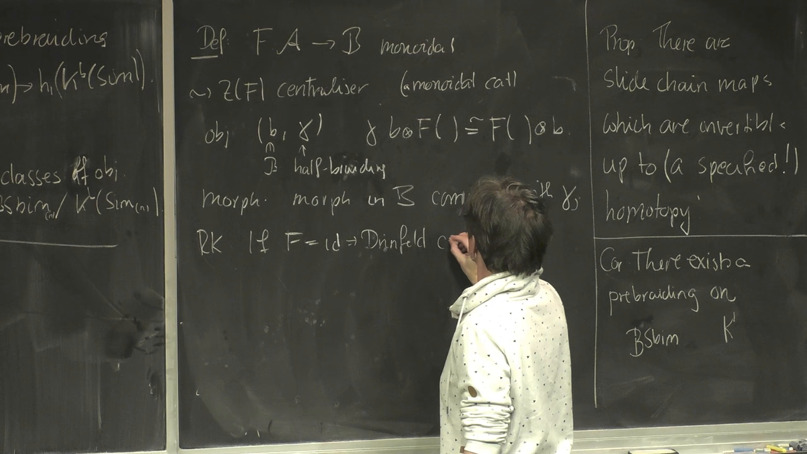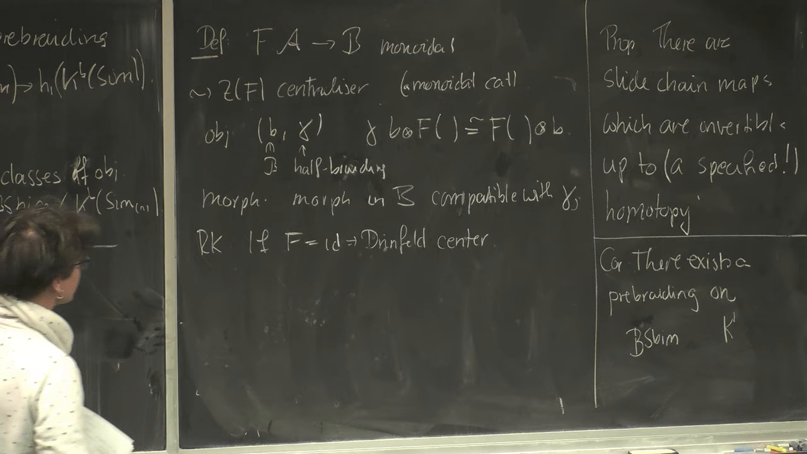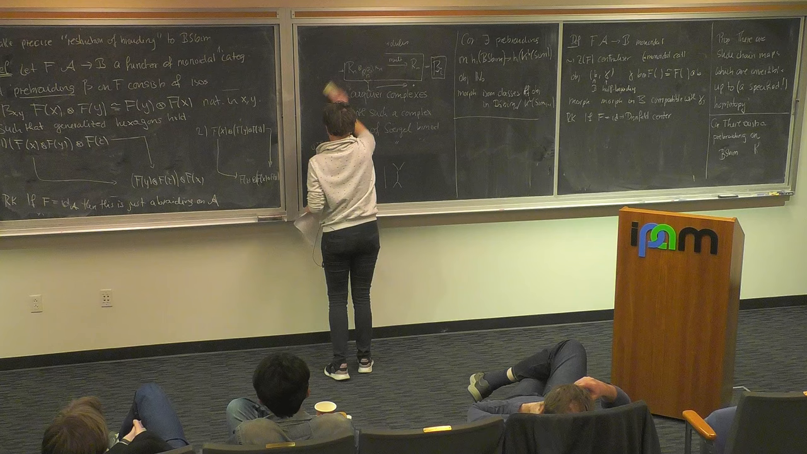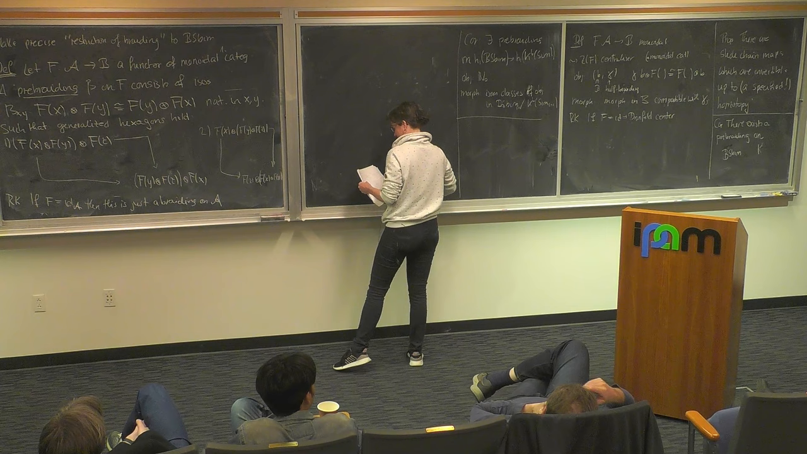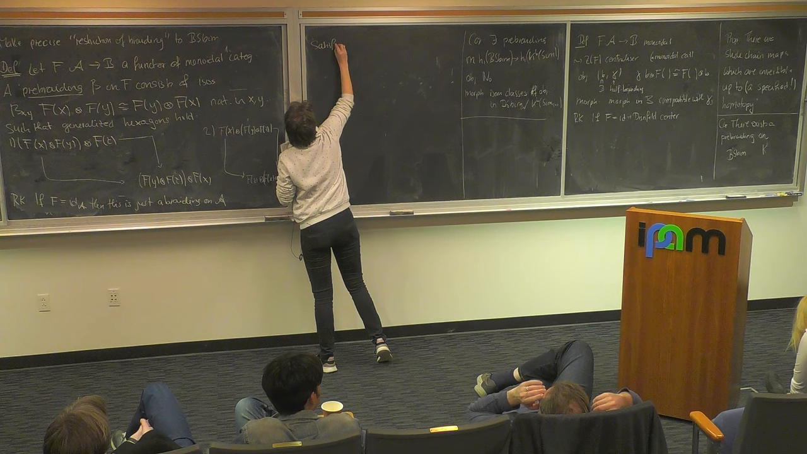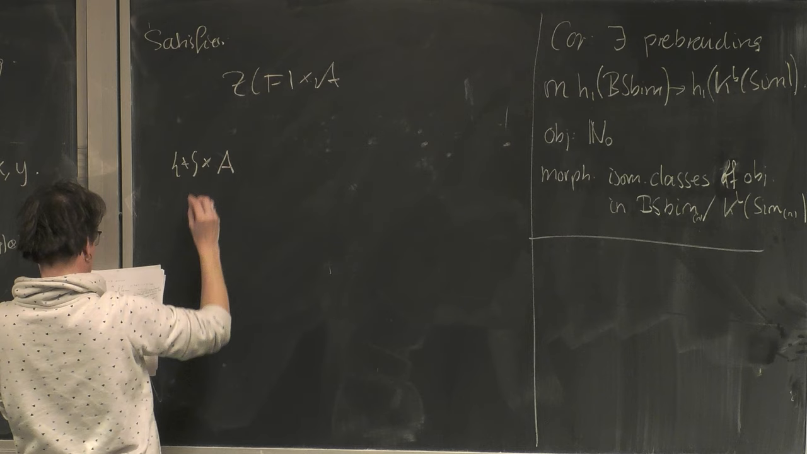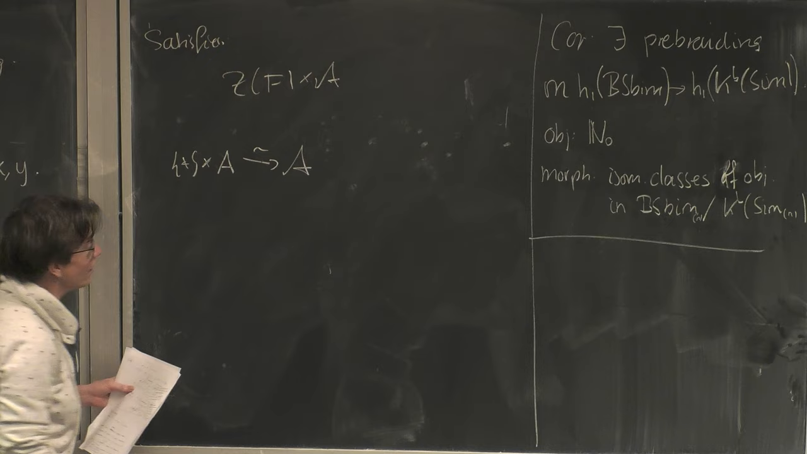Now it satisfies the following condition. I have the set of F times A. I have A isomorphic to A. So this is just a point times A isomorphic to A. I have my functor F here going to B.